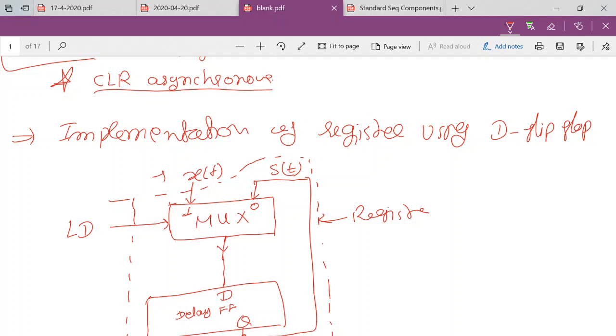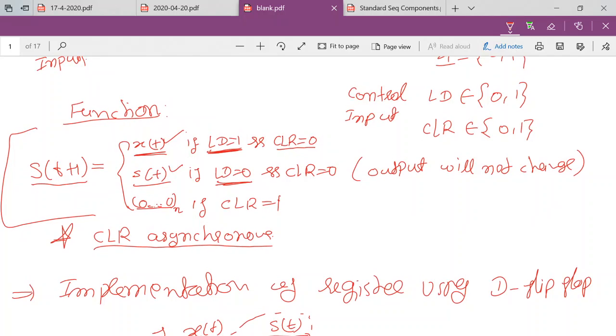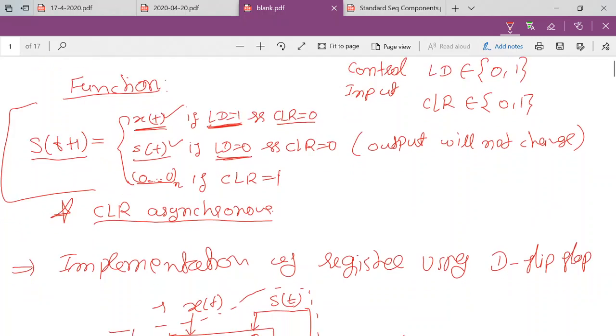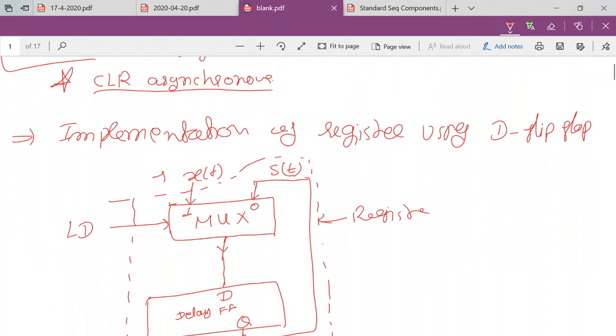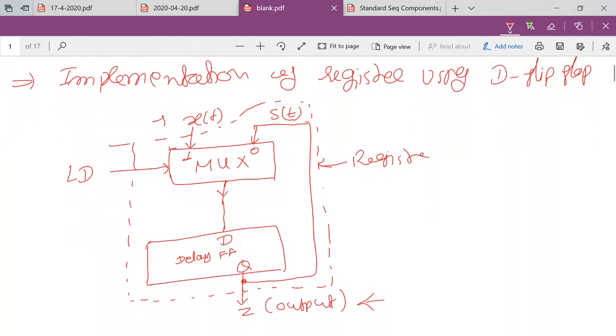Now what is the functionality of the clear? If clear equals 1, in that case the Z should be 0, right? So what we can do is, there is an enable pin on every flip-flop, as we have discussed. What is the objective of an enable flip-flop? If it is enabled, it will perform the desired operation. If it is not enabled, it will not produce the desired operation, and the output will be 0, right?